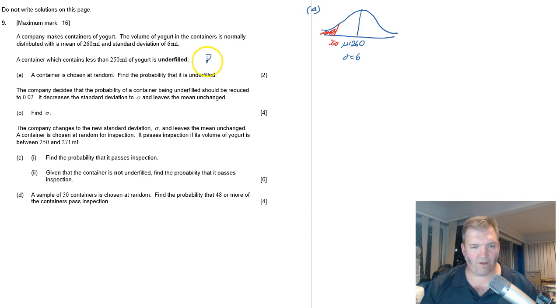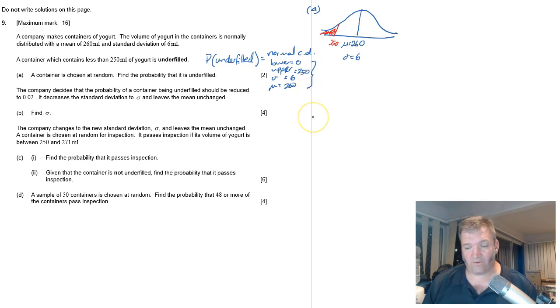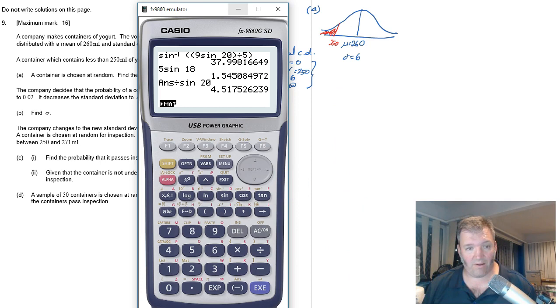And we can just do our writing over here. So probability underfilled. And that'd be nice if you can give them a little indication of what you're doing. So normal, cumulative distribution, lower limit, upper limit, standard deviation and mean. We know all these things. Mean 260, upper limit of 250 in this case. Lower limit at least 5 standard deviations away. 0 is well and truly more than that, and that's what it's going to default to, so I'm going to go with those. Let's get our calculator up.